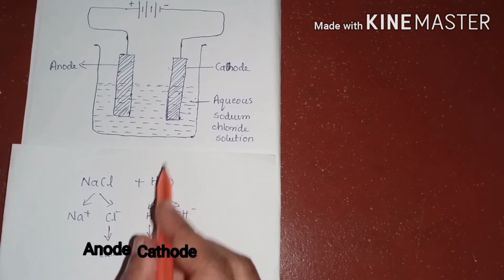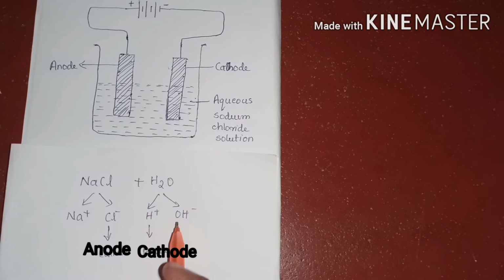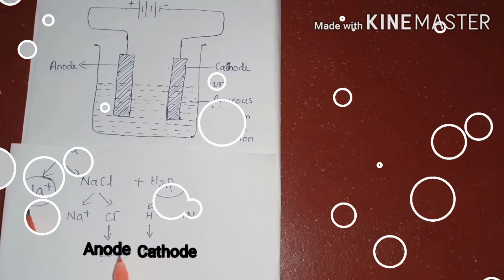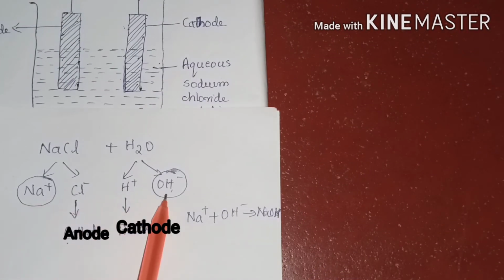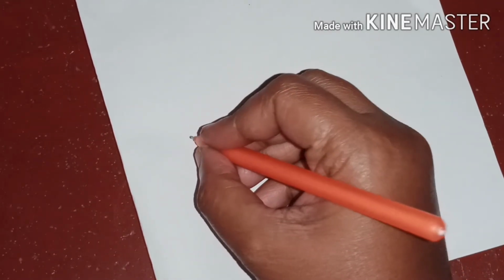Thus, on passing electricity through aqueous sodium chloride solution, H+ ions move towards the cathode and are liberated as hydrogen gas. At the same time, the chloride ions move towards the anode and are liberated as chlorine gas. The remaining ions, that is Na+ and OH-, combine together to form NaOH, that is sodium hydroxide.